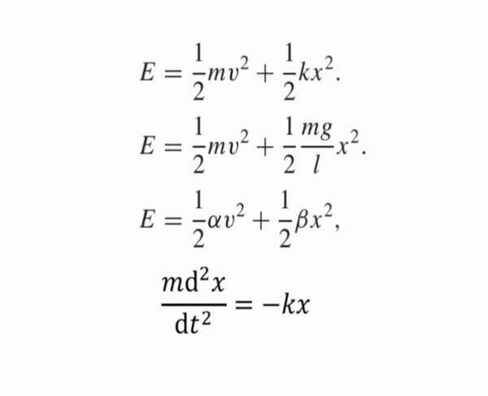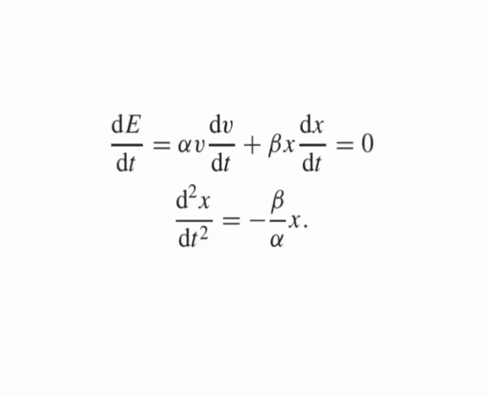When we differentiate the conservation of energy equation for simple harmonic motion with respect to time, we obtain dE/dt = αv dv/dt + βx dx/dt = 0, giving d²x/dt² = -(β/α) x.